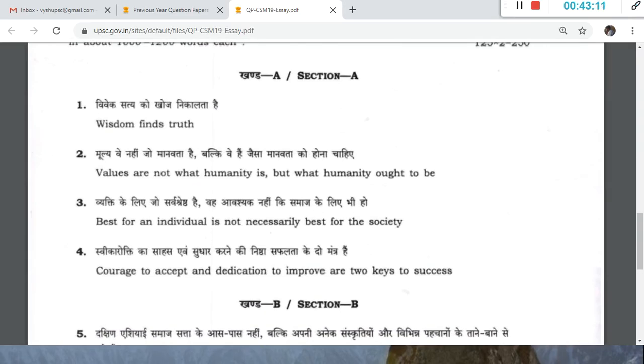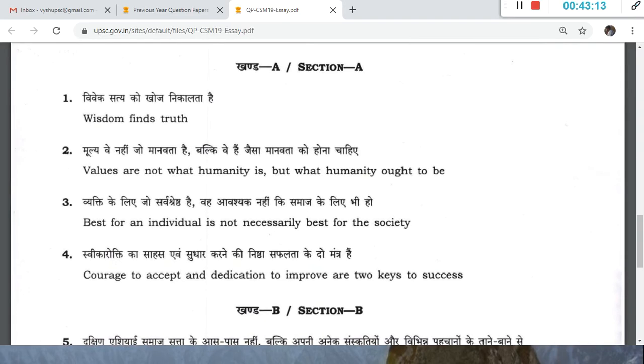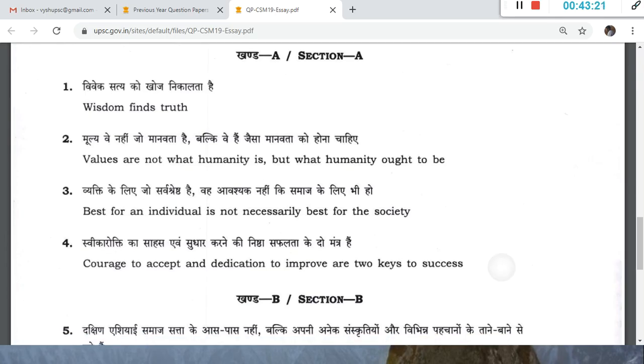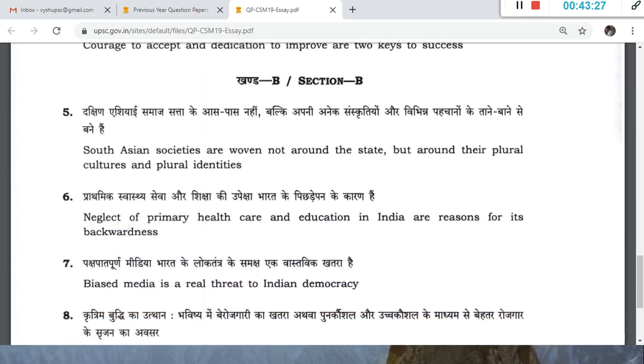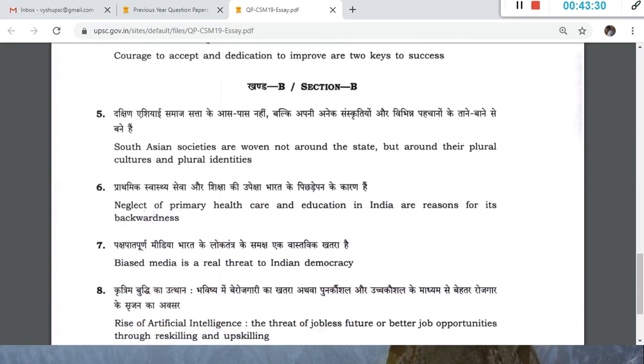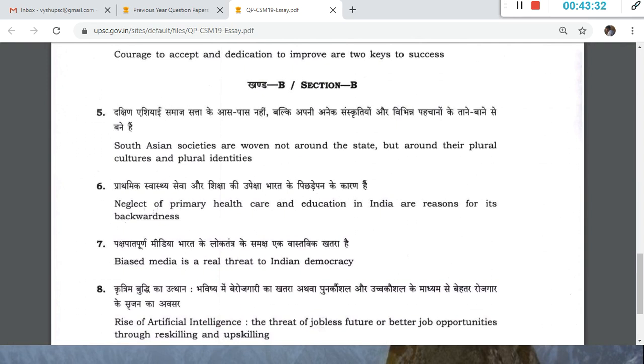See the questions. Wisdom finds truth. Values are not what humanity is, but what humanity ought to be. Best for an individual is not necessarily best for society. Courage to accept. If you see the first 4, they have put full philosophy. So that is actually better. You'll understand, like, one section is philosophy and one section is maybe GS. So here if you see, South Asian societies are woven around a state, but around their plural. If you Google this, you will definitely find the same thing in some newspaper or some book. They would have just cut and pasted from there.